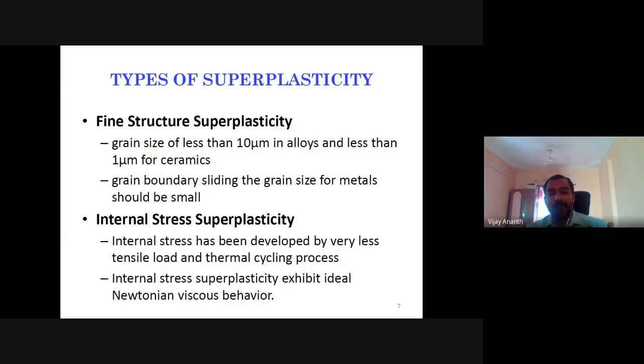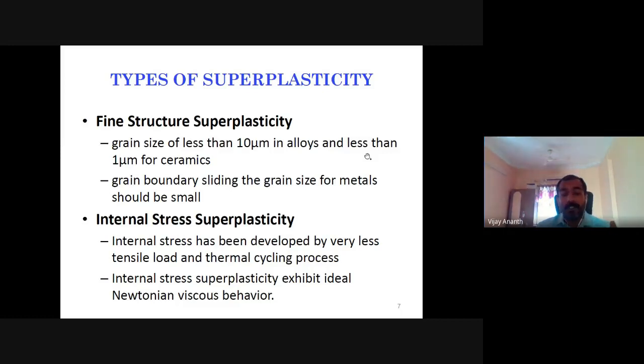So what will happen? The shrinkage as well as expansion takes place in the material. Due to that, it will have some stresses inside. The stresses will be formed in the component. Due to that stress, the elongation increases. That is called internal stress superplasticity, right? This is an ideal Newtonian viscous behavior. Newtonian viscous behavior means, normally, as you have seen in a Discovery Channel also, right?